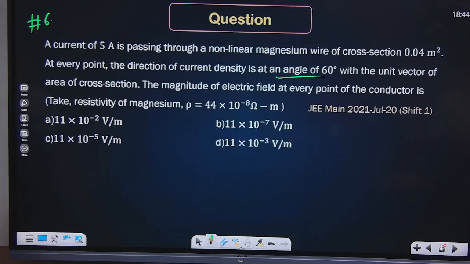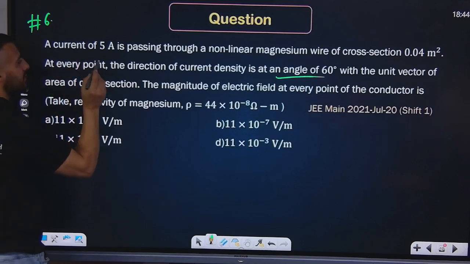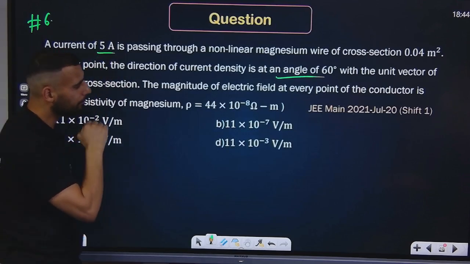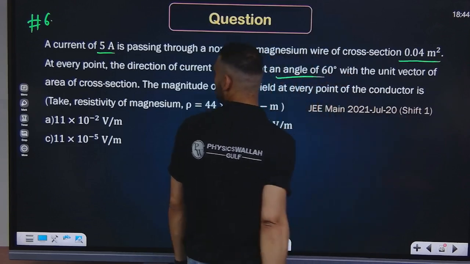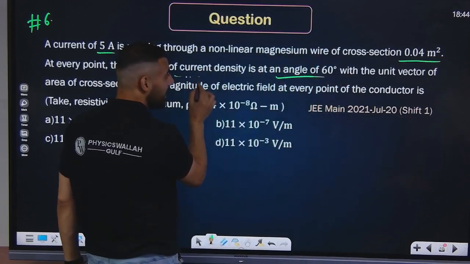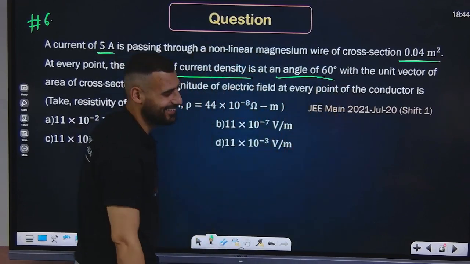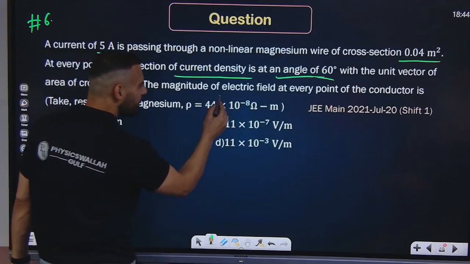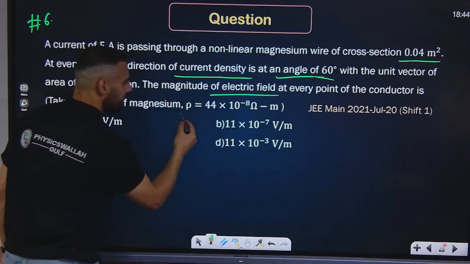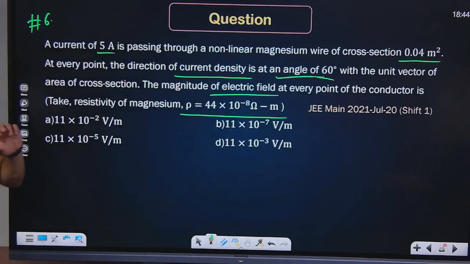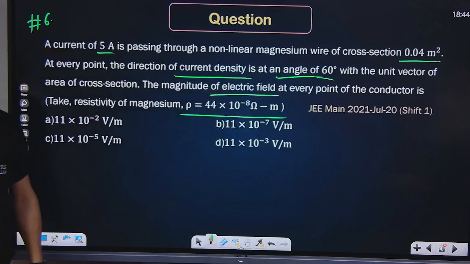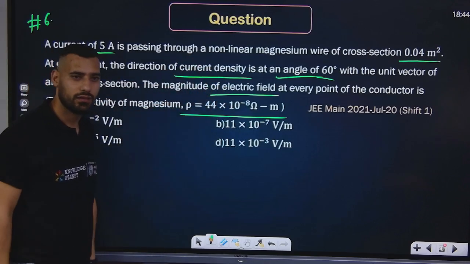Okay, what is the first thing that comes to your mind when you go through the lines? Current, area, current density at an angle of 60 degrees, magnitude of electric field, resistivity is given. Okay. Hold on. Do you know anything about current density? What is J? I by A.